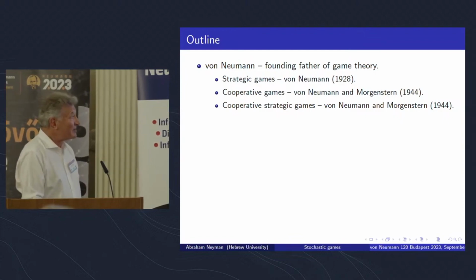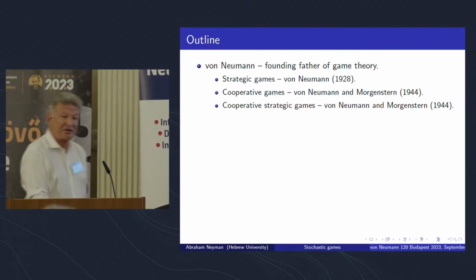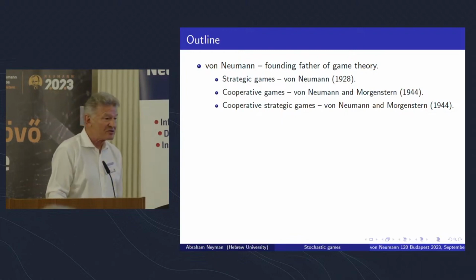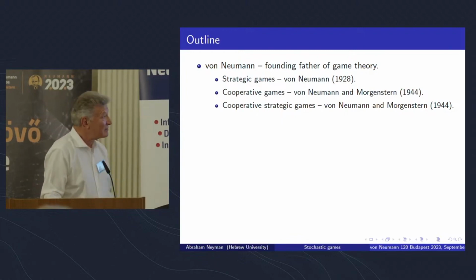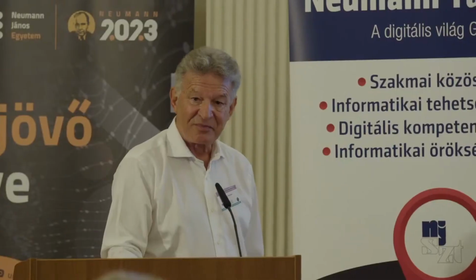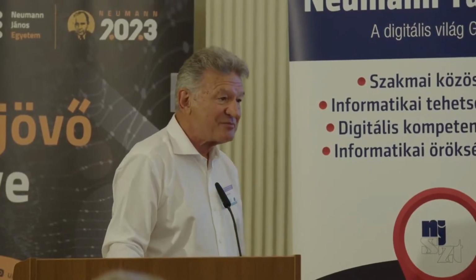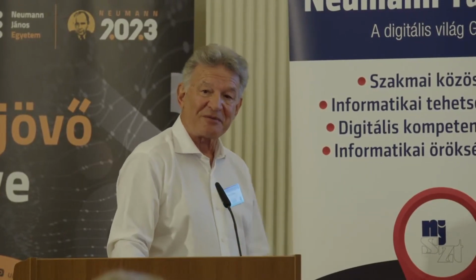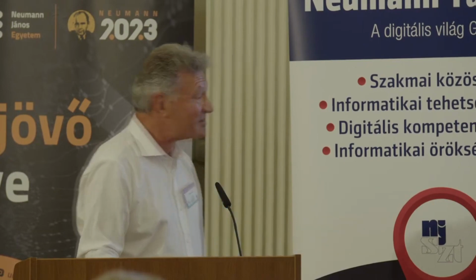Then cooperative games, which are in the book by von Neumann and Morgenstern, 1944. And another component there is the issue of cooperative strategic games, basically to try to incorporate those two theories together, to start from the strategic games, moving to the cooperative game, and then making the analysis of these games.